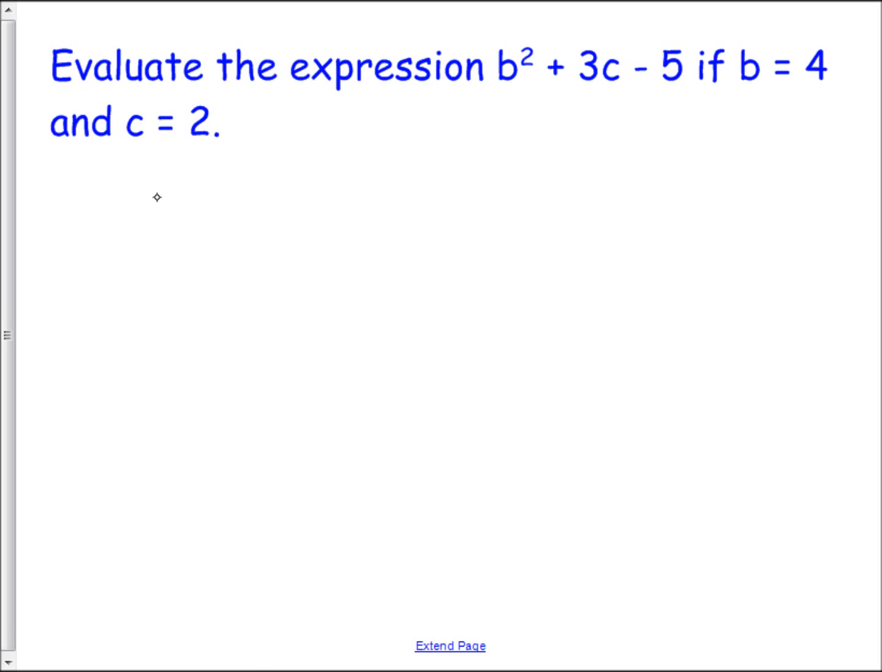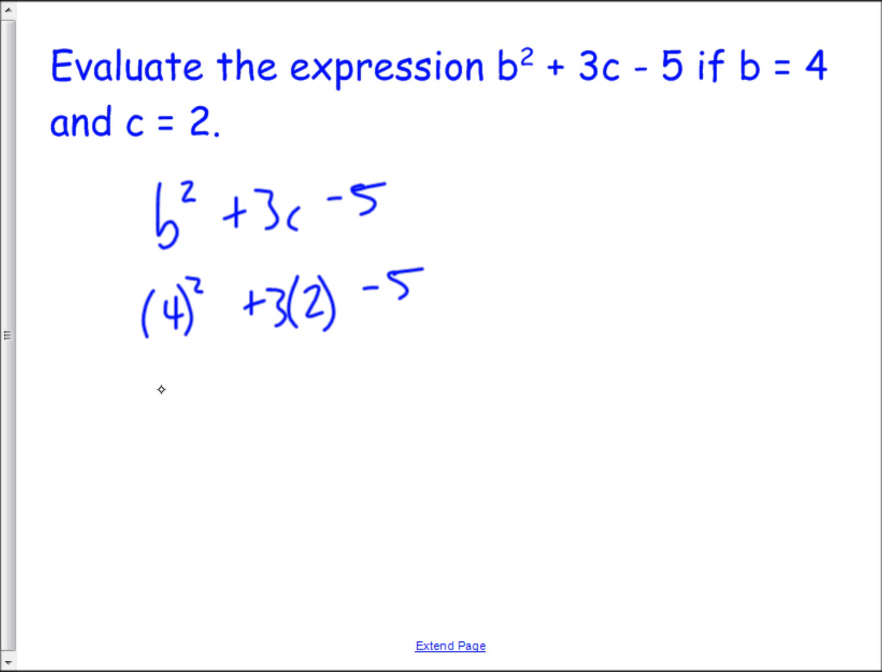All right, evaluate the expressions. First thing, copy the expression b squared plus 3c minus 5. Now we're going to substitute. B is 4, put it in parentheses. So 4 squared plus 3, c is 2, we'll put that inside parentheses, minus 5. All right, 4 squared. All right, PEMDAS.